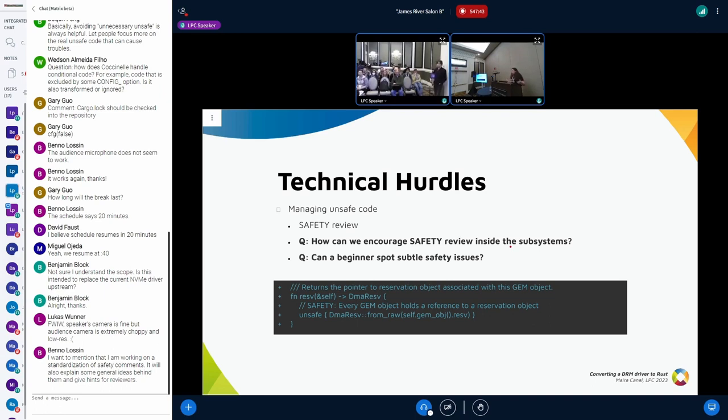So I believe that we need to think about approaches to make sure that Rust in the kernel is accessible for beginners, but not to the point that they might be introducing safety issues in the kernel.